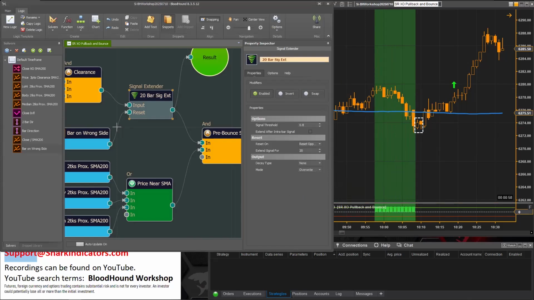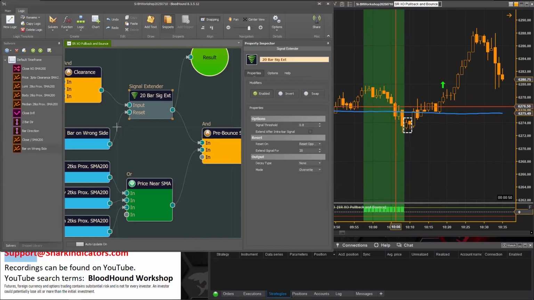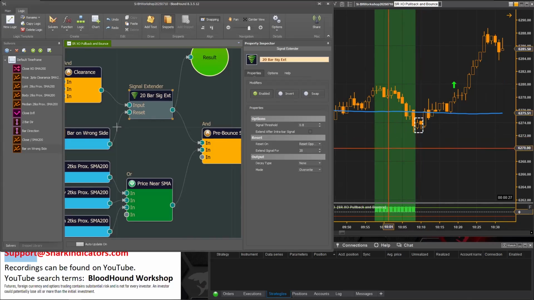That's correct. So we have our clearance, and we're extending our clearance until we get price near the SMA. But if the whole bar goes the opposite direction, the whole bar goes onto the wrong side of the SMA, now our signal extender dies. It turns off.